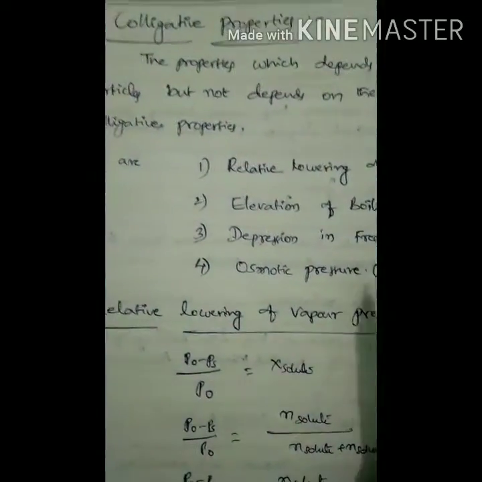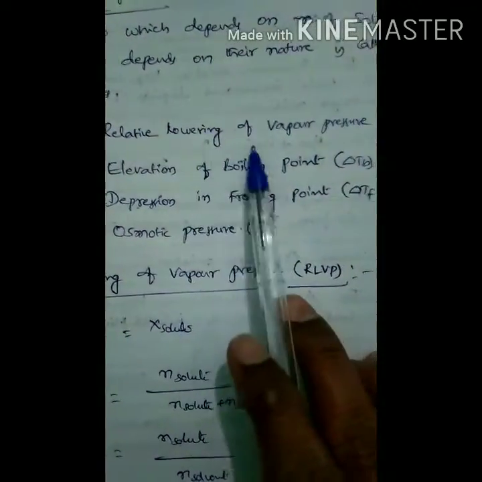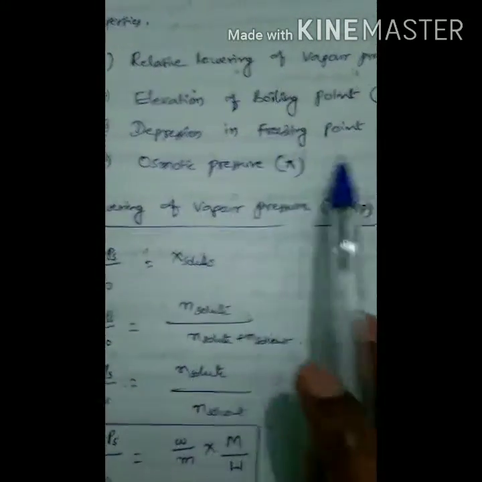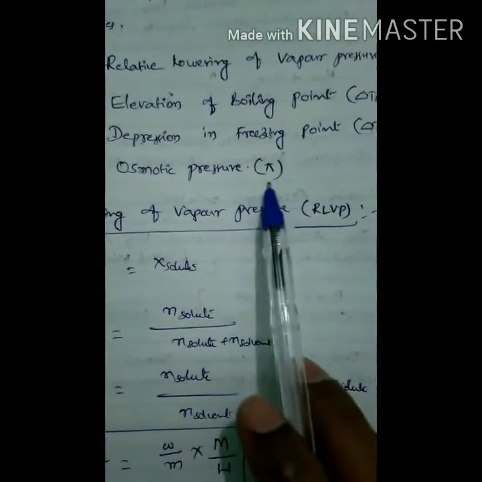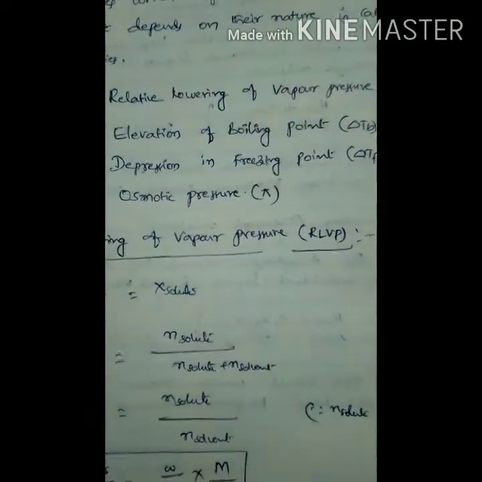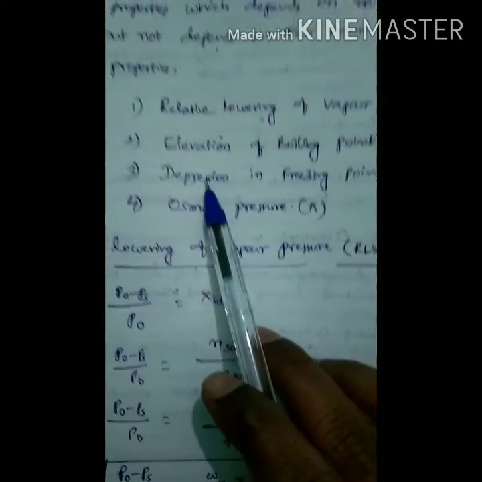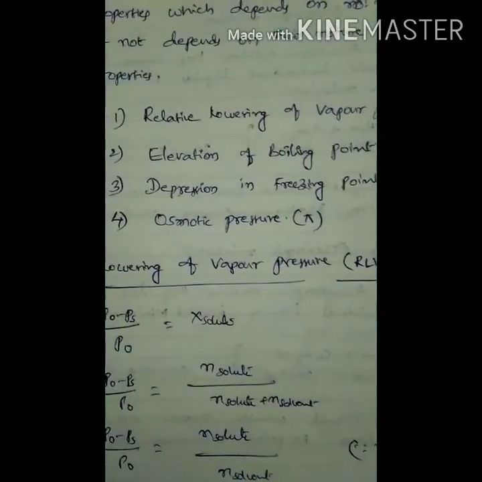There are four colligative properties. They are relative lowering of vapor pressure, elevation of boiling point, this is represented by delta TB, depression in freezing point, that is delta TF, and last one osmotic pressure, that is represented by pi. So in this video I discuss about these three colligative properties. About osmotic pressure I discuss later in next video.